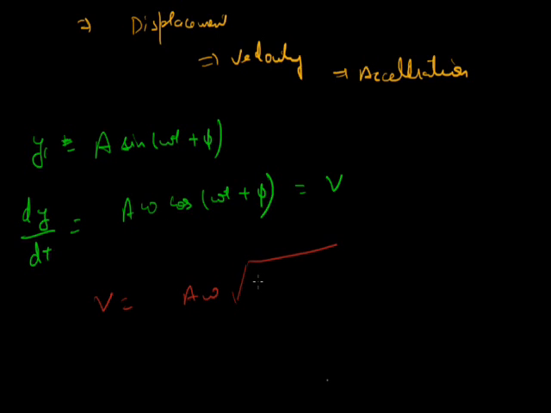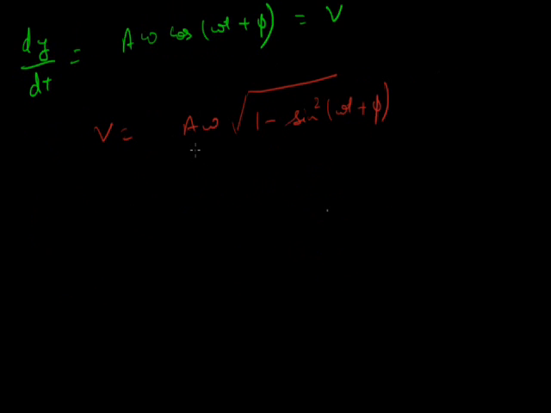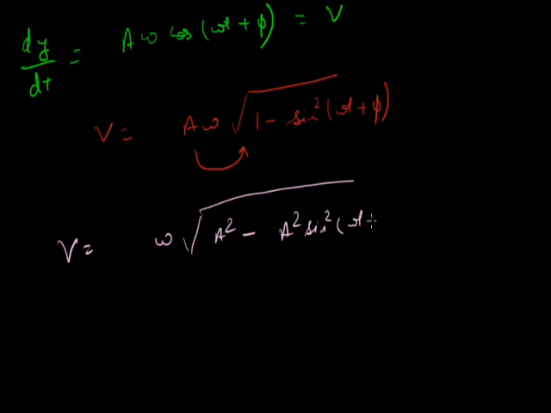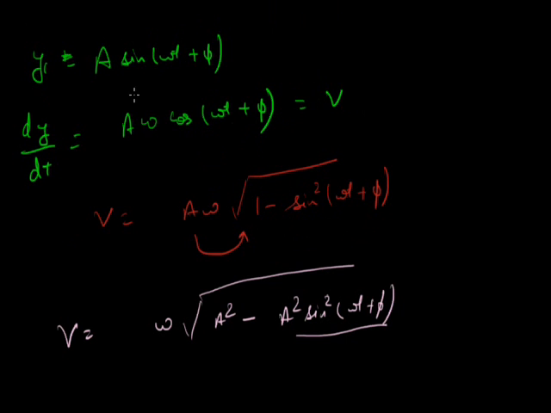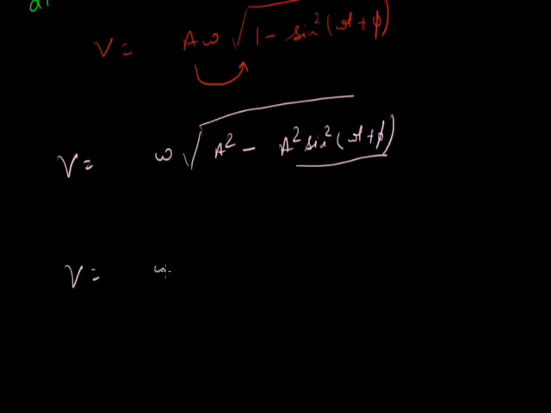The cos(omega t plus phi) is the square root of 1 minus sine square(omega t plus phi), right? Now let's transform here. I'm shifting a inside this square root. This becomes omega times the square root of a square minus a square sine square(omega t plus phi). Now a square sine square(omega t plus phi) is what? y square. Therefore I can say this velocity is omega under root of a square minus y square.